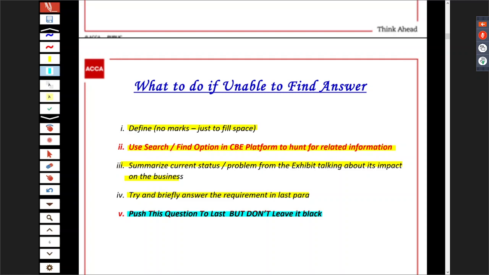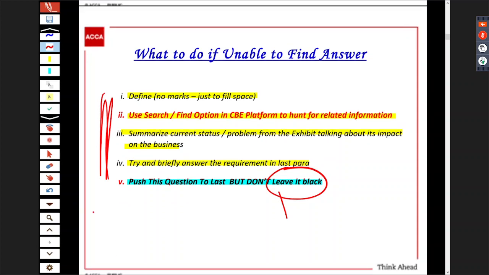But do not leave this question. Never leave a question in SBL. That's suicidal. So push it towards the end. Just spend like 5, 10, 15 minutes, depending on the marks or depending on whatever time is left in your hand, and do these things just to fill the space. Okay. Any questions?